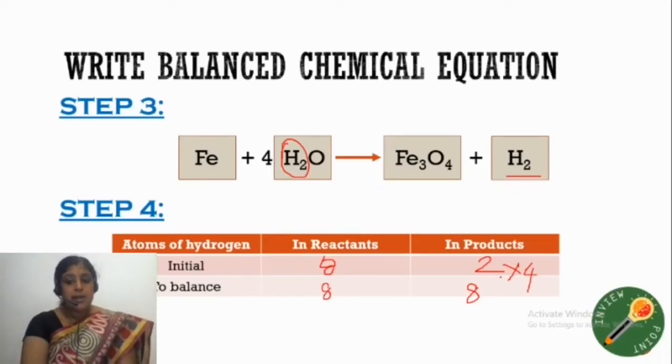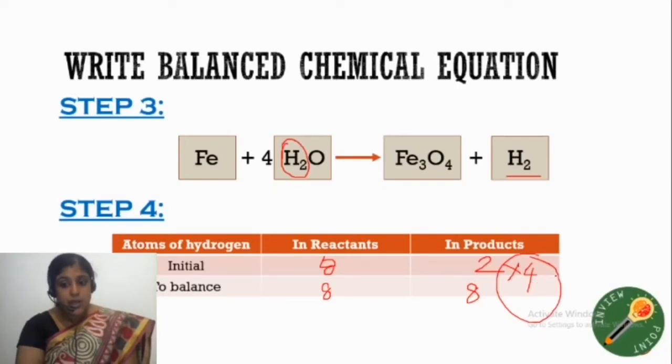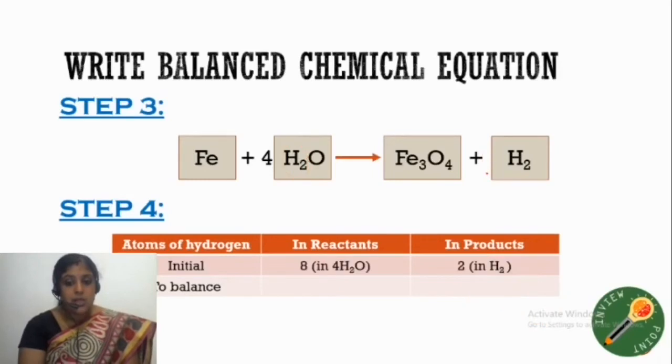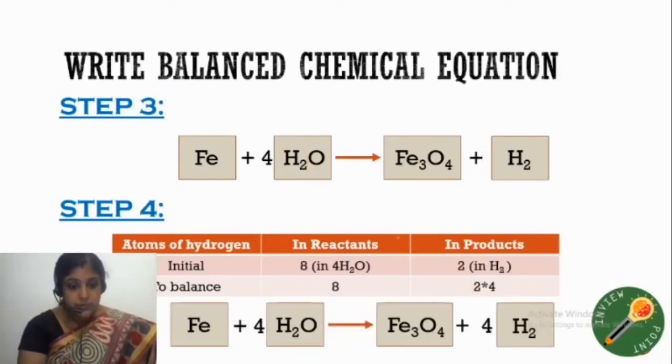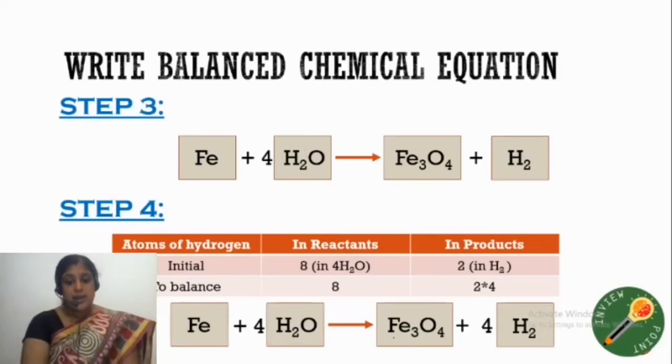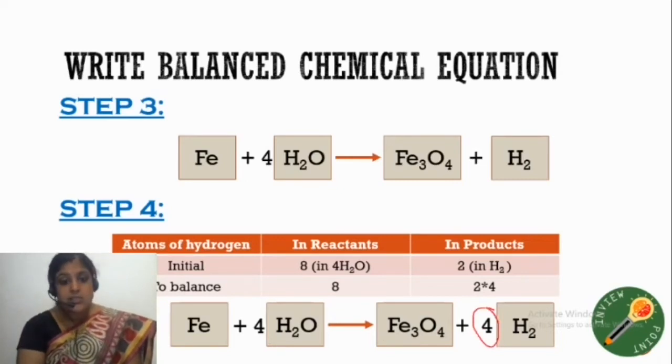So we are multiplying the 2 with 4 in the product side, and this hydrogen atom is present as H2, right? So write the value 4 outside the box containing hydrogen. Now the equation becomes Fe plus 4H2O gives Fe3O4 plus 4H2. Is that clear, students?